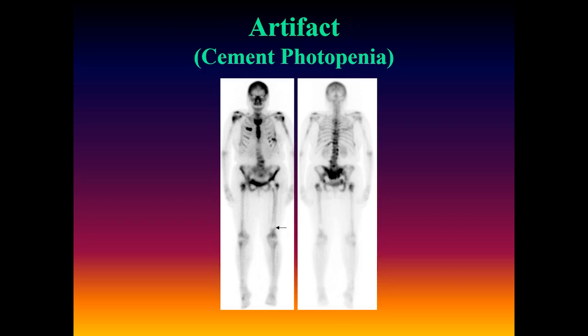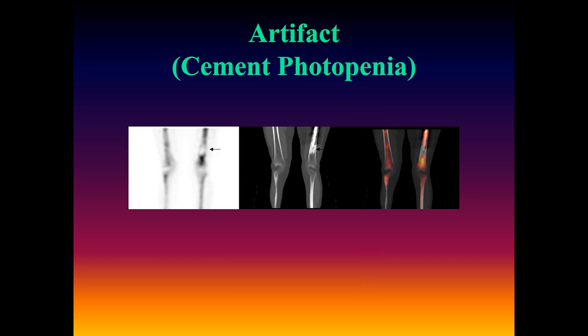This is a somewhat unusual artifact. It actually turned out to be a cement photopenia. This is a woman with metastatic breast carcinoma and a left hip arthroplasty. We were unsure what this photopenia was due to, so we went ahead and performed SPECT-CT. On the SPECT-CT, it is evident that that photopenic defect is secondary to the large area of cement surrounding the distal tip of the femoral component of that hip arthroplasty.